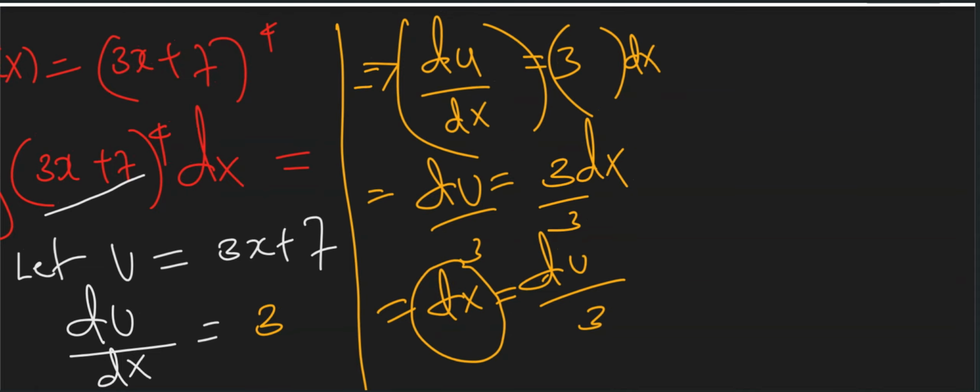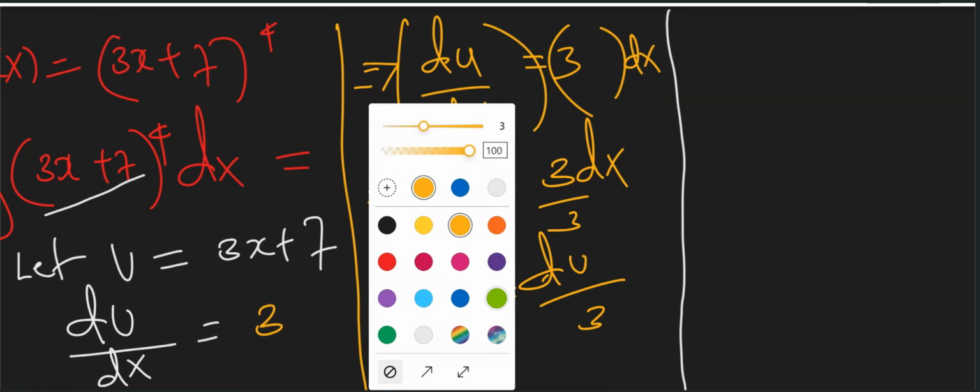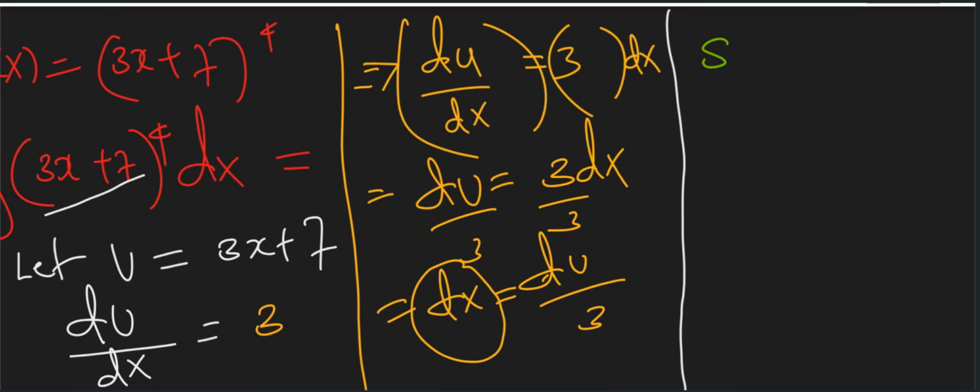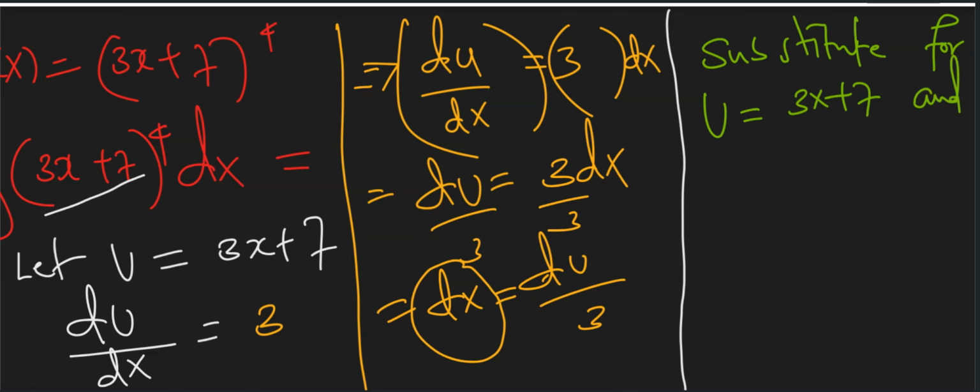So therefore, we now substitute for u equals 3x plus 7 and dx equals du over 3 in the question. What do we get if we substitute?